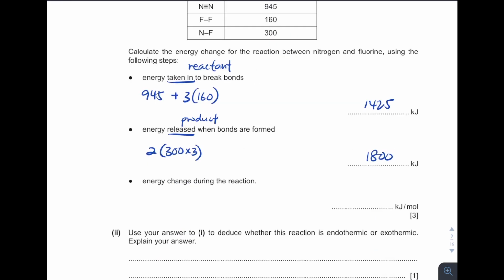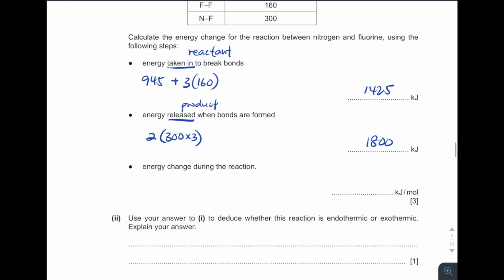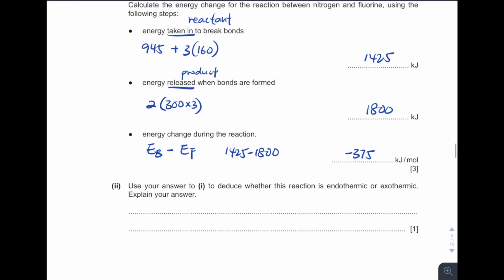Then what is the energy change? It is always the energy needed to break the bond minus the energy released to form the bond, to look for the delta H. Eventually you get 1425 minus 1800. You will get negative 375. So this reaction, is it exothermic or endothermic? The delta H is negative, isn't it? So if it is a negative value, it is exothermic.